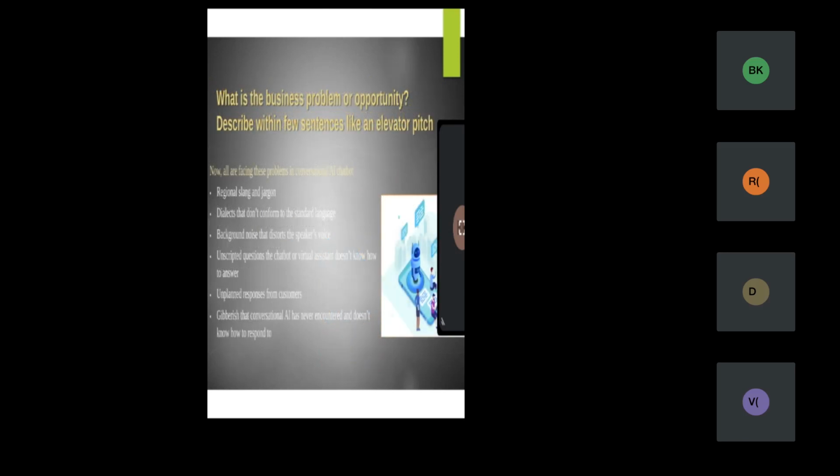What are the business problems or opportunities, discussed in a few sentences like an elevator pitch. Now we all are facing these problems in conversational AI chatbots: regional slang, jargon and dialects that don't conform to standard language, background noise that distorts the speaker's voice, unscripted questions that the chatbot or virtual assistant doesn't know how to answer, and unplanned responses from customers that conversational AI has never encountered and does not know how to respond to.